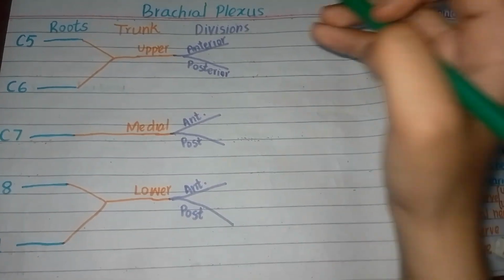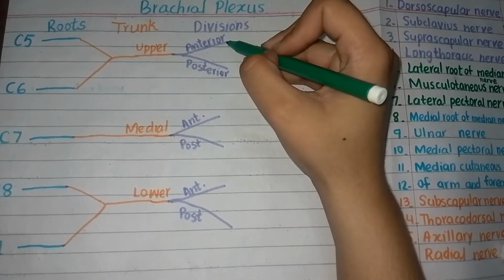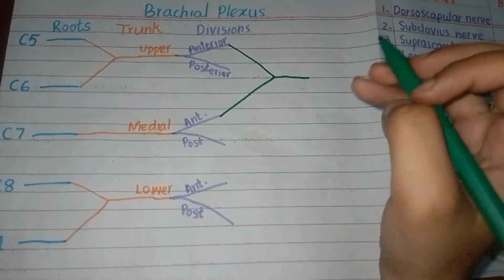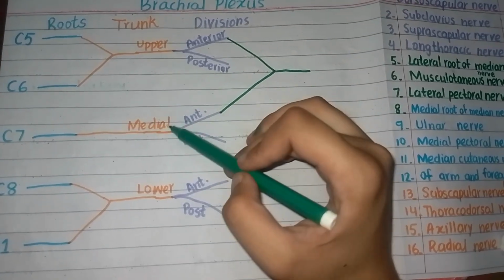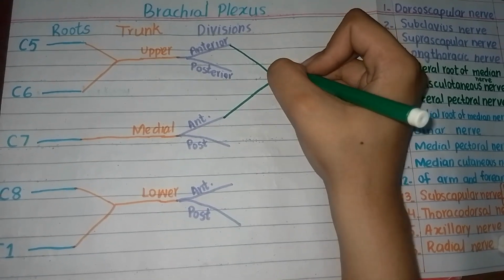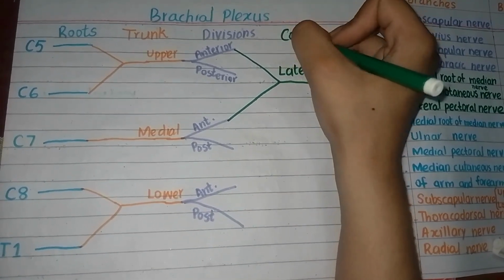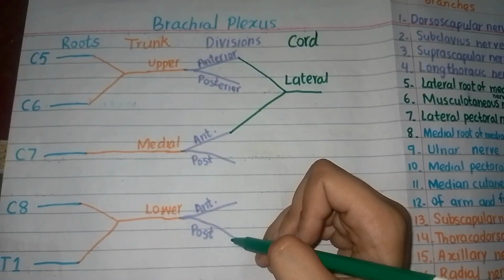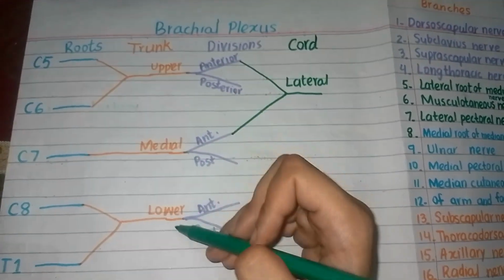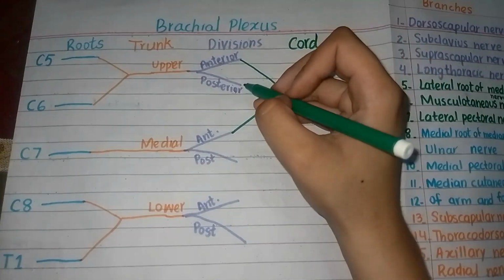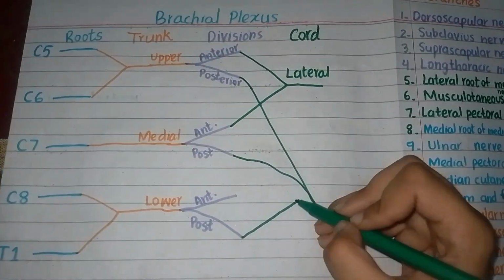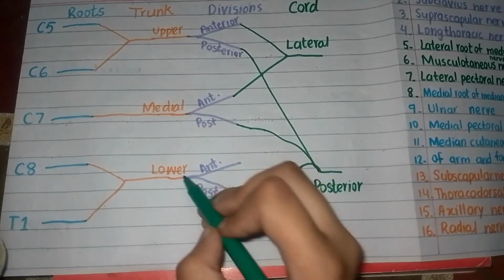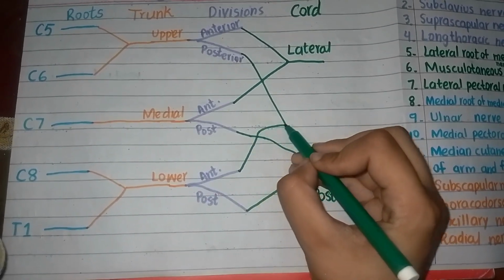Three cords are formed. The anterior divisions of the upper and middle trunks join to form the lateral cord. The posterior divisions of the upper, middle and lower trunks join to form the posterior cord. And the anterior division of the lower trunk forms the medial cord.